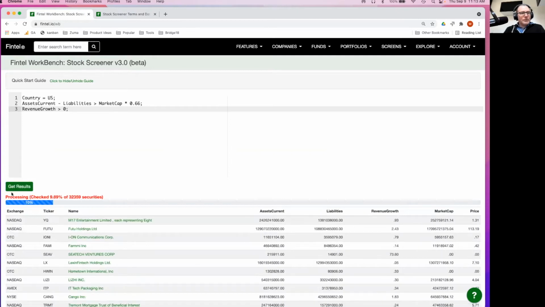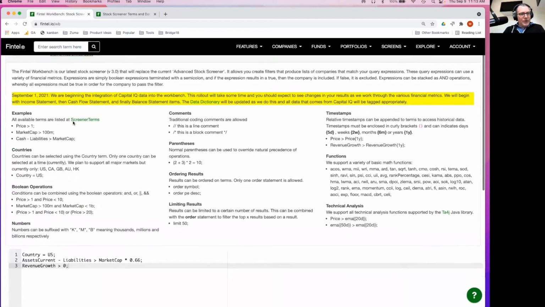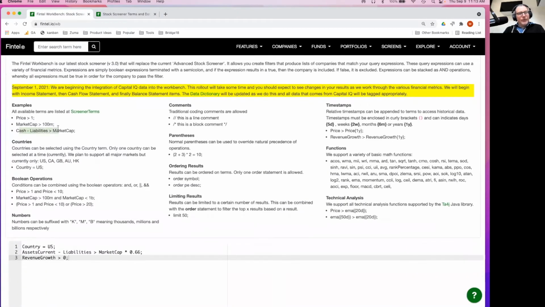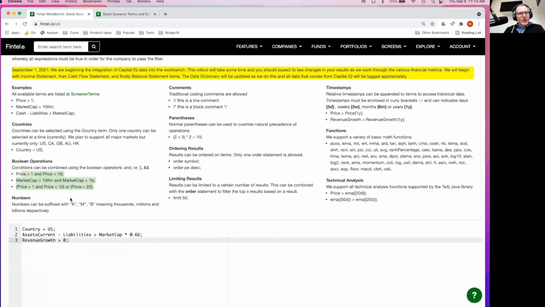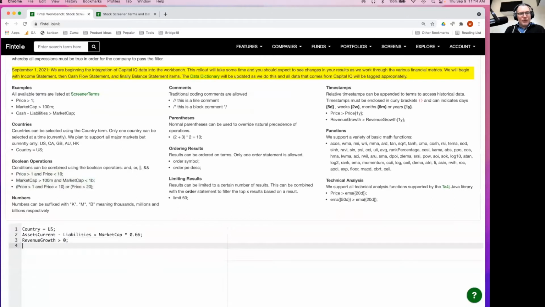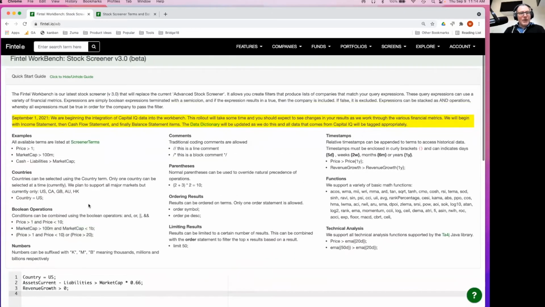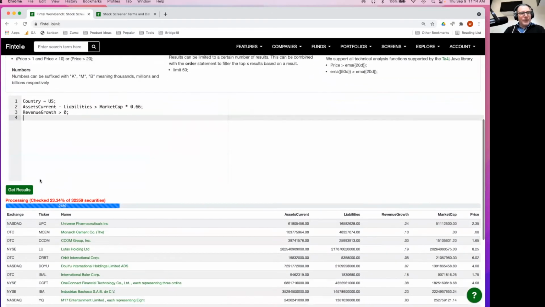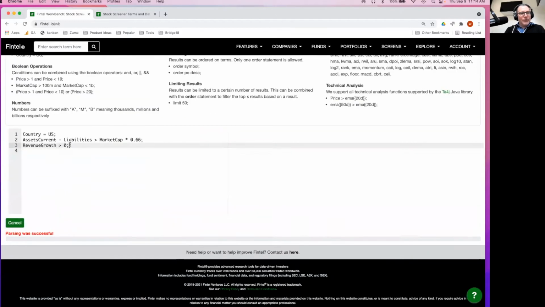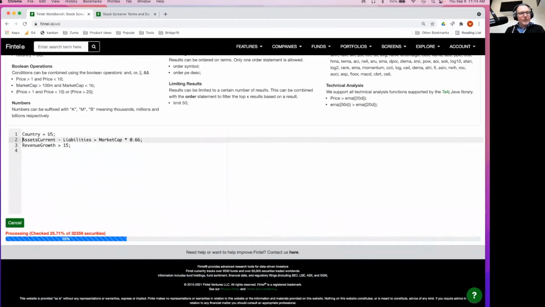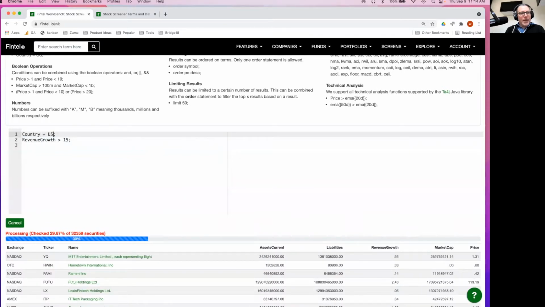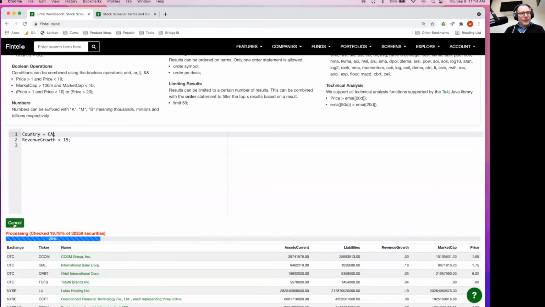All right. So let's look at some more of these terms. We did examples of the expressions. We did countries. We did Boolean expressions. I can put question marks around these. We talked about comments. Obviously, I can use parentheses as well. Let's say I wanted to find companies, hang on a second, where the revenue growth is greater than 15%. Let's do this in Canada, so there are fewer companies.